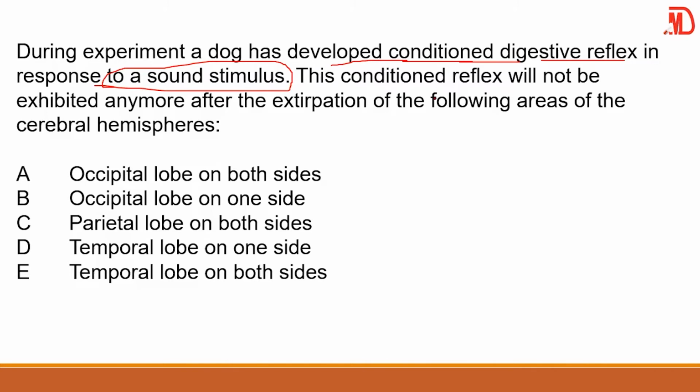This conditioned reflex will not be exhibited anymore after the extirpation of the following areas of the cerebral hemisphere. In other words, if you take some part of the cerebral hemisphere out, you will not have this reflex. That means the person will not be able to respond to what? Sound stimulus. So over here, what part of the brain is responsible for sound?